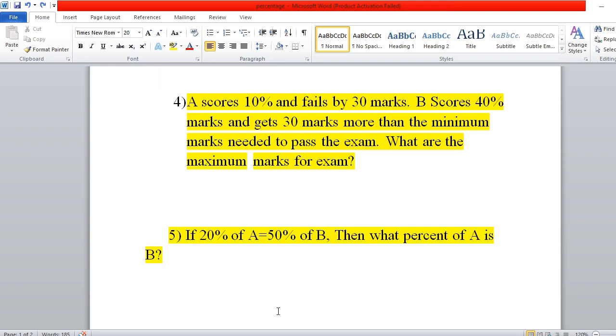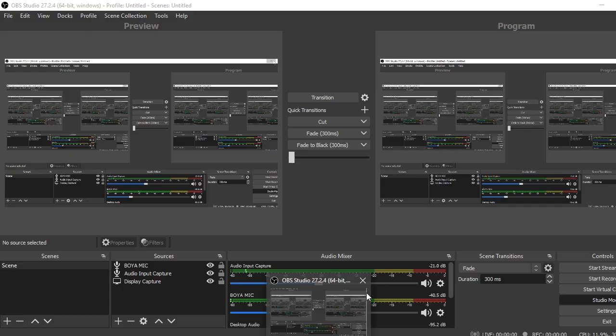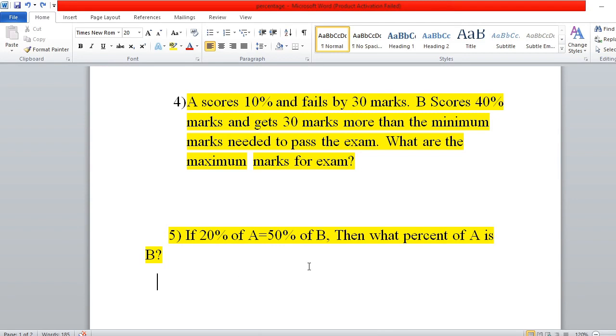Even though it is confusing, it is very simple. Just observe: if 20% of A is equal to 50% of B, then what percent of A is B? If you observe the question, after "of" comes A. Okay, that is very important.